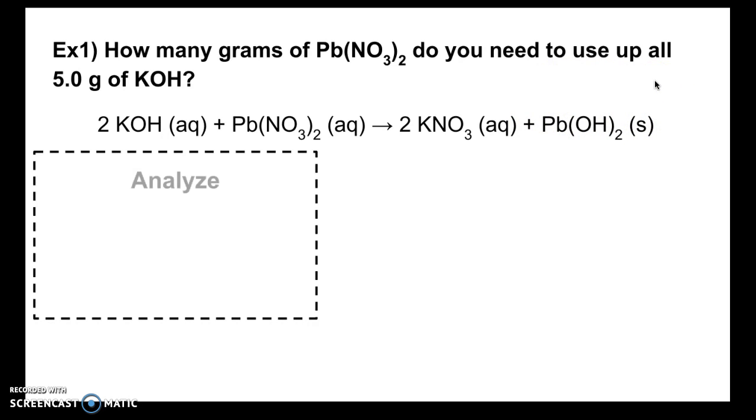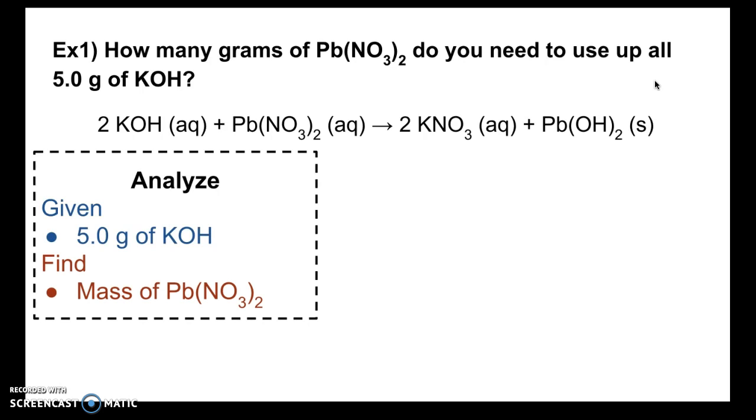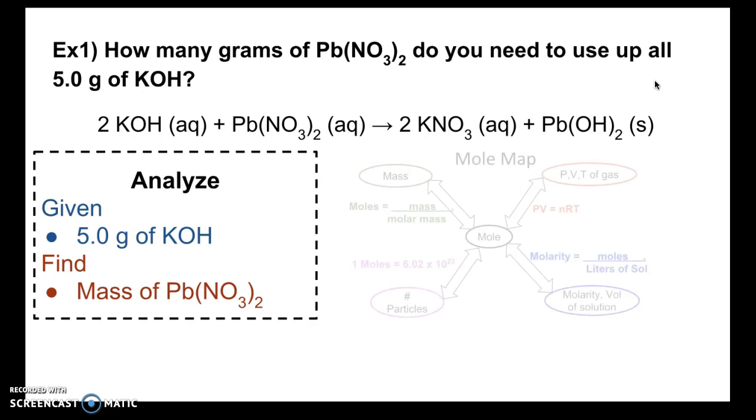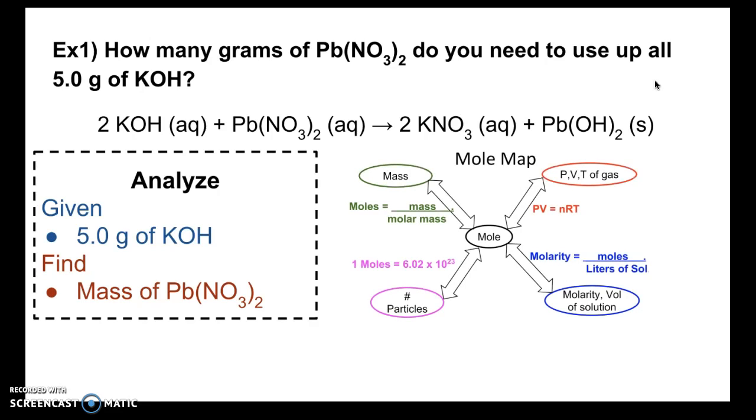Once you have your balanced chemical equation, let's start listing what we're given. We're given the 5 grams of KOH, and what we're trying to find is the mass of PbNO3. So we definitely are going to be using the mole map and stoichiometry. And how do I know that? Remember, I'm going from mass to mass, right? Since we're not going from mole to mole, we're going from mass to mass, we're definitely going to use the mole map.